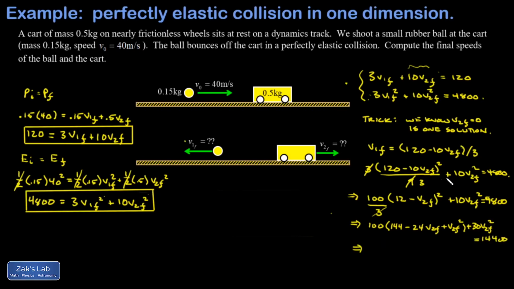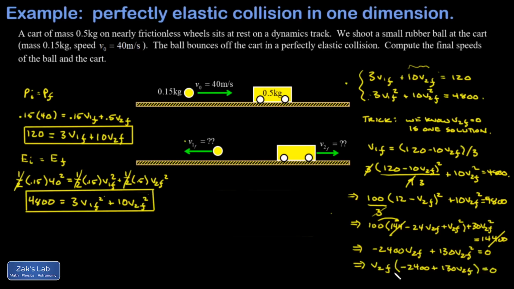And here's where the magic happens from recognizing which solution would be easiest to work with. When I distribute the 100 to the 144, that gives me 14,400 on the left-hand side. That cancels the 14,400 on the right-hand side. When I distribute the 100 in here and combine like terms, then I get negative 2,400 v2 final plus 100 v2 final squared plus another 30, so that's plus 130 v2 final squared, is equal to 0. And then, like I knew was going to happen, I can factor out a v2 final.